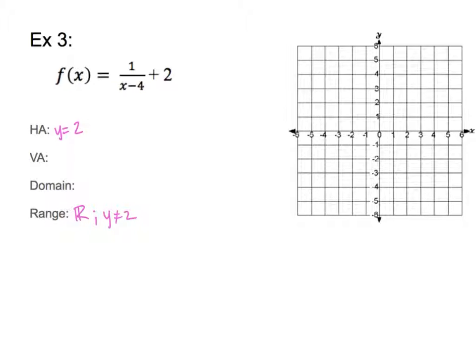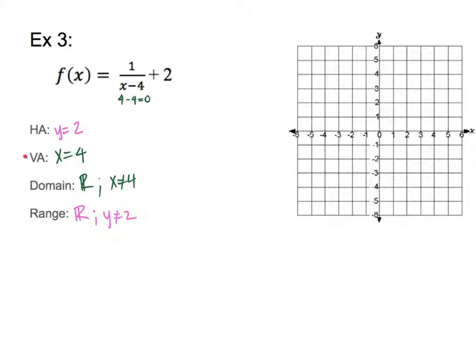So if I make this 4 minus 4, notice when x is 4, I get 0, and that would be undefined. So x is equal to 4 for my vertical asymptote. So my domain is all real numbers except when x is equal to 4, because that causes the bottom, or the denominator here, to be 0.